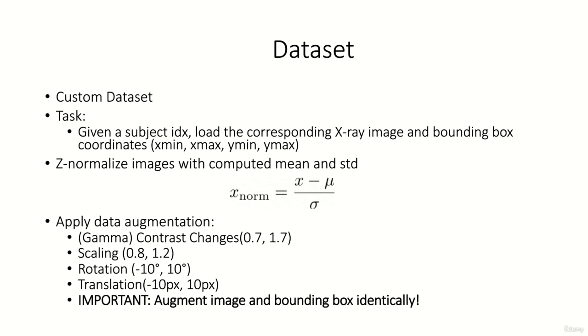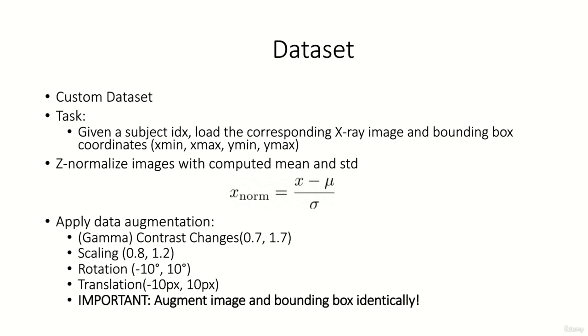Regarding the augmentation pipeline, we use random contrast changes, as in this case, when augmenting the contrast of an X-ray image, we don't change the position of the heart. Additionally, we use random scaling, rotations, and translations. Of course, we need to absolutely make sure that we augment X-ray image and bounding box in the same way. We cannot simply move the image 10 pixels to the left without moving the bounding box with it. The IMGAUG library supports us in performing those identical augmentations.